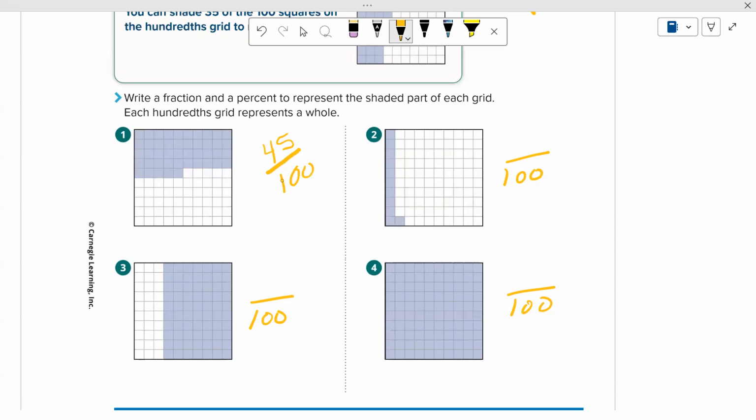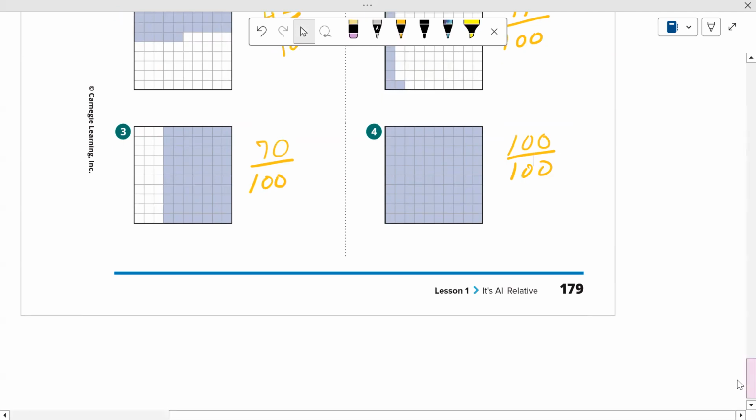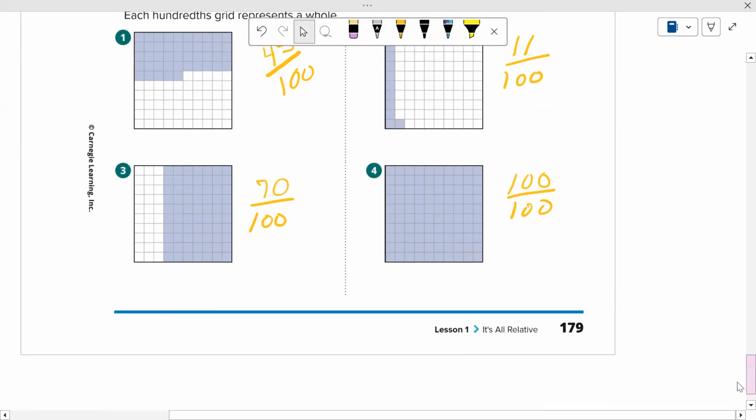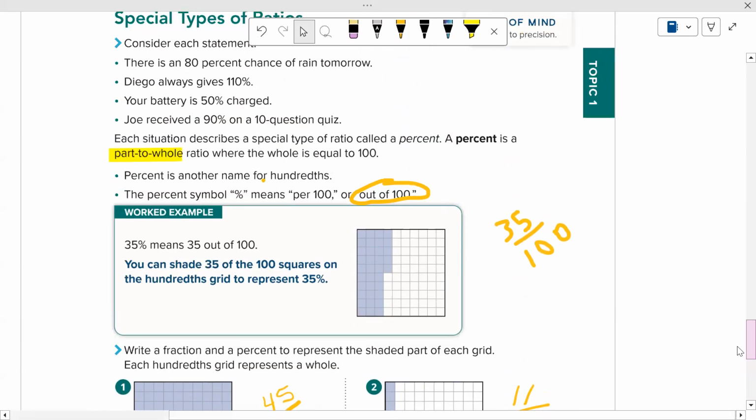This one has 11 shaded squares out of a total 100 squares. Number 3 has 10, 20, 30, 40, 50, 60, 70 out of 100. And the fourth one is 100 out of 100, because all of them are shaded. So percents are real fun to work with if you understand the fact that a percent is a part to whole ratio, where the whole is always 100. And the percent is always the part out of 100, which is really cool.